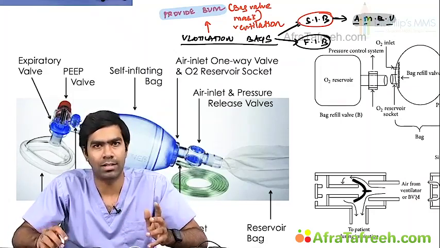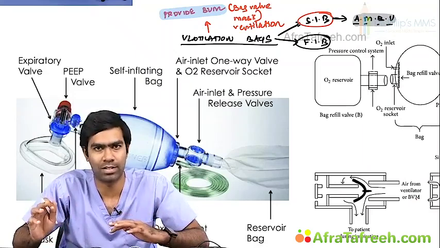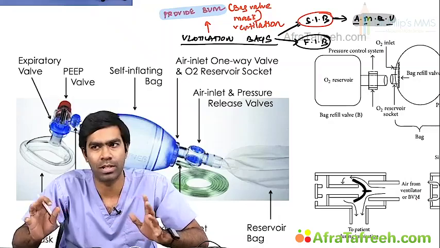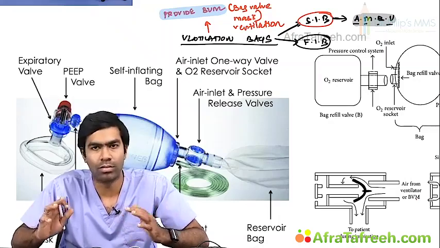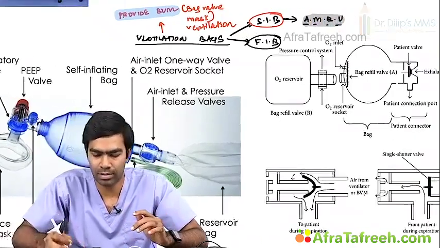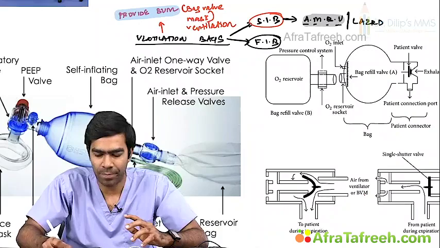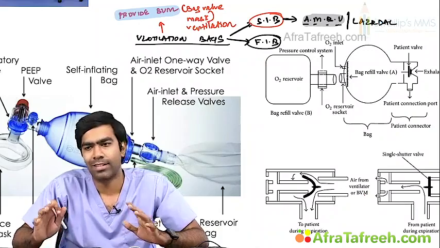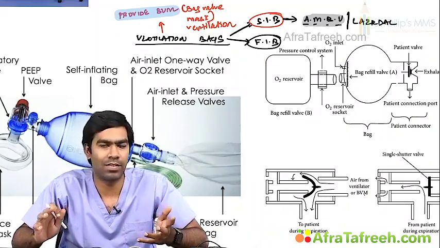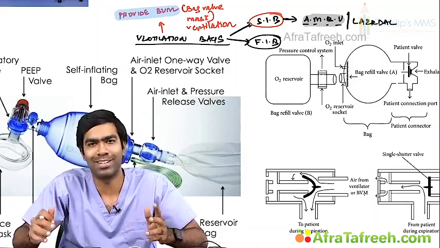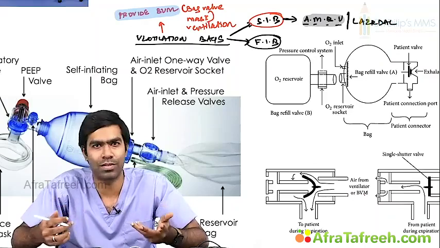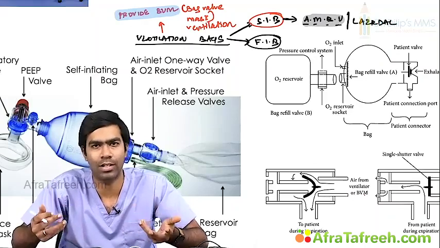AMBU is a company that produced the self-inflation bags first, in 1953 to be precise. So that's AMBU, that's a company. Similarly, we have a lot of other companies like Laerdal. In fact, in India, most of the self-inflation bags are Laerdal bags only. But still, we used to call them AMBU because, I mean, it's not a sin, obviously. We can call that AMBU.